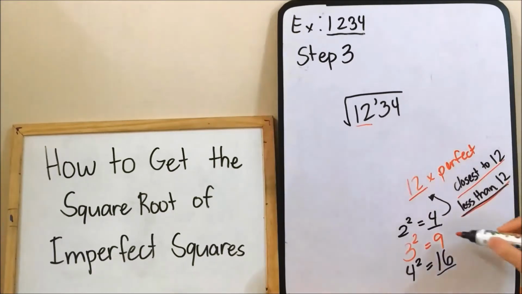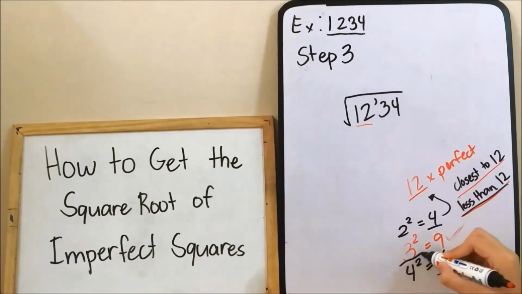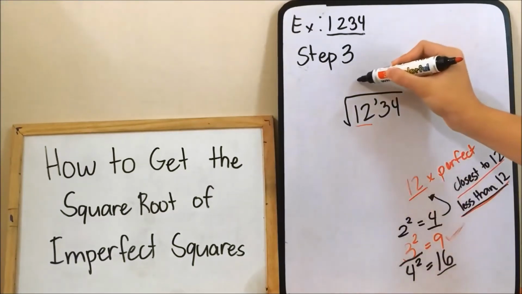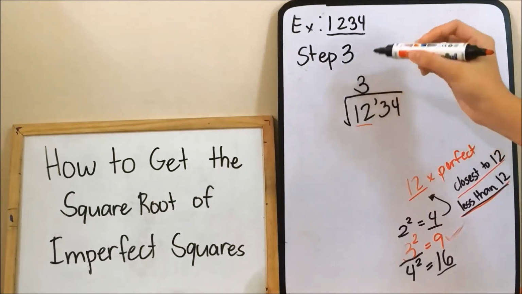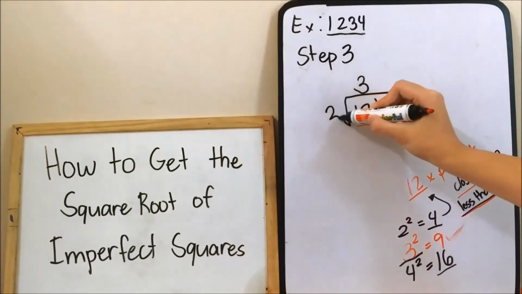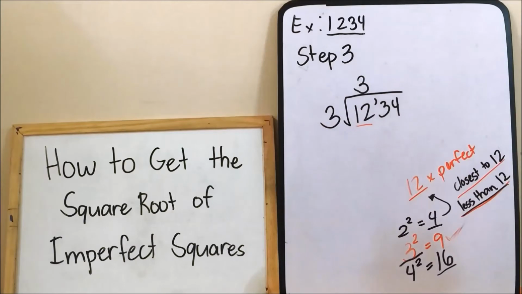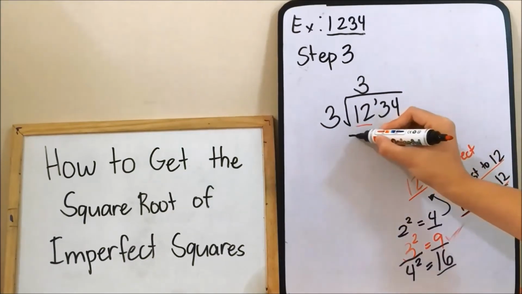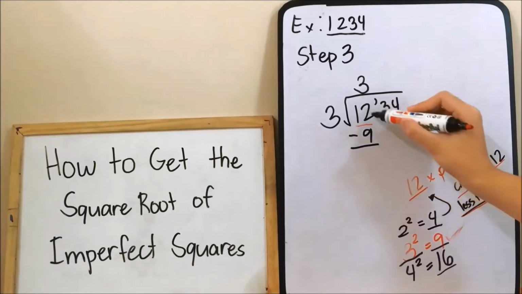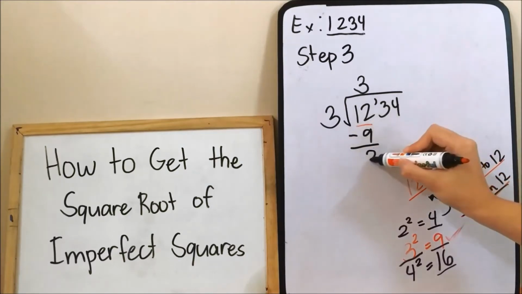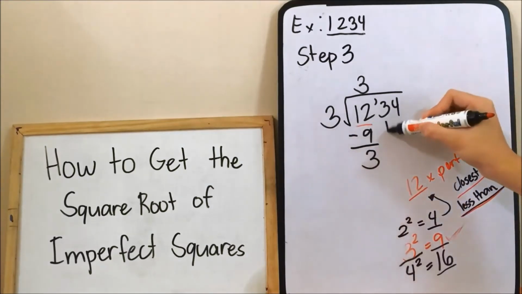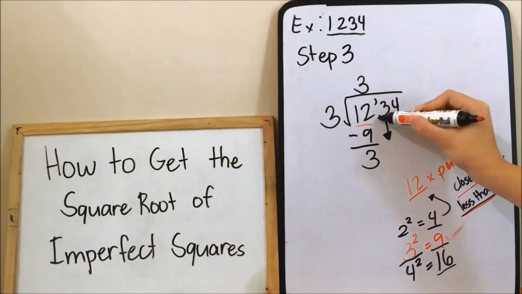So that means our number is 3. We will write this 3 above and beside the radical sign. And then we will subtract its square from our first pair. So 12 minus 9 is equal to 3. Then we will bring down the second pair.